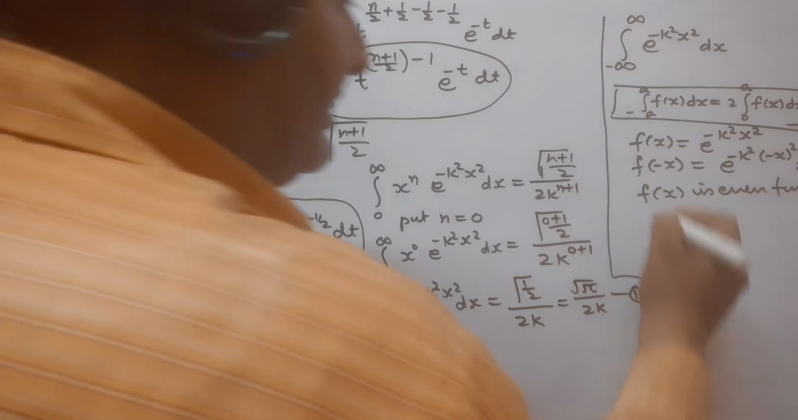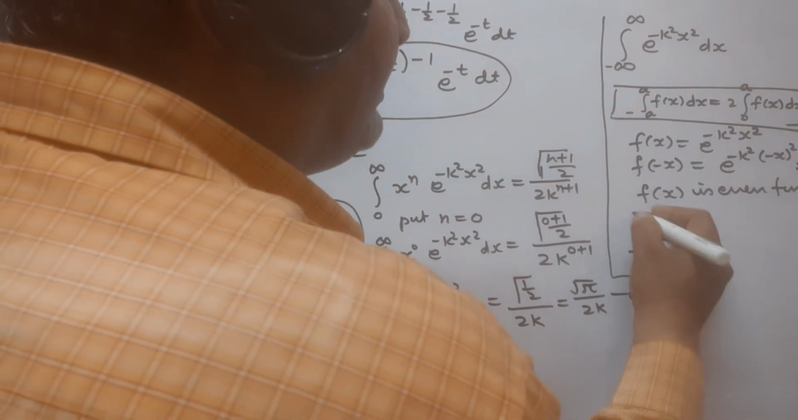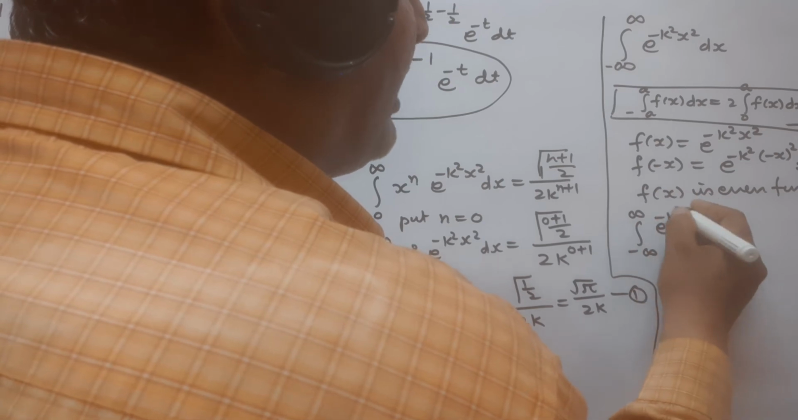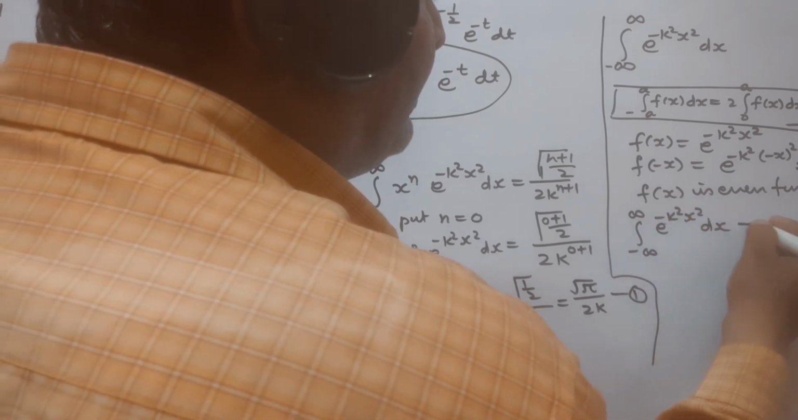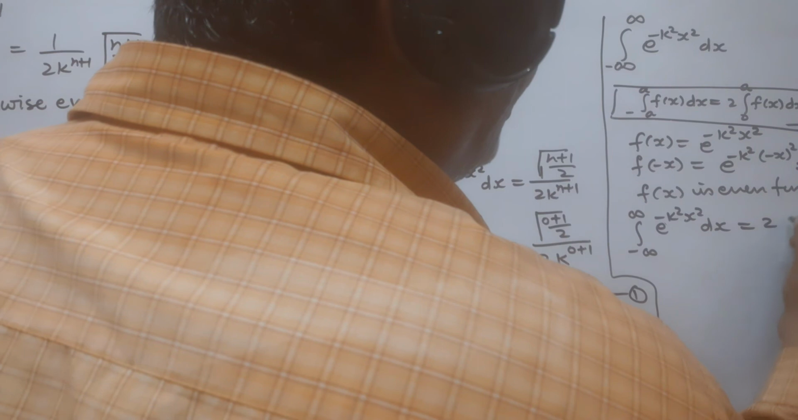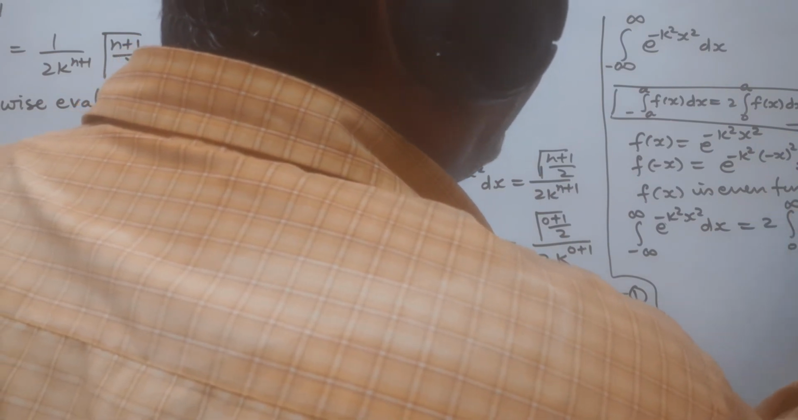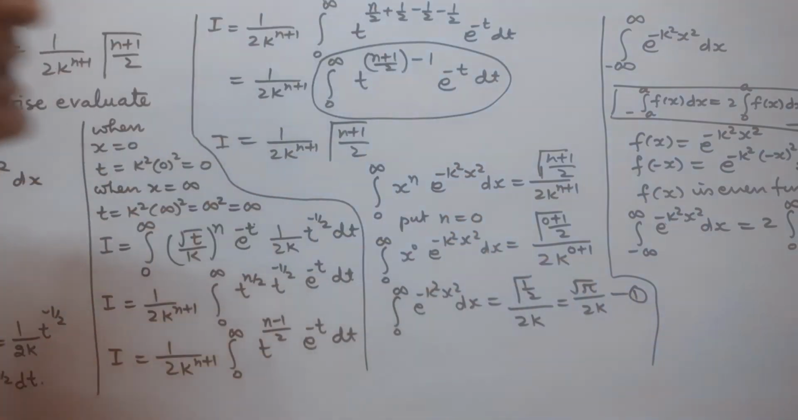So we use the above property of definite integral. So this can be written as integral minus infinity to infinity e to the power minus k square x square dx. This is equal to 2 times integral between the limit 0 to infinity e to the power minus k square x square dx.